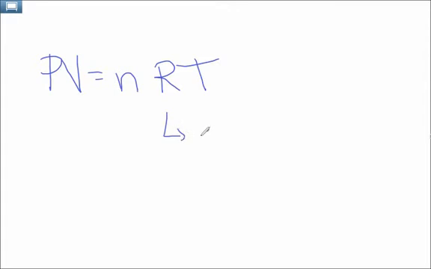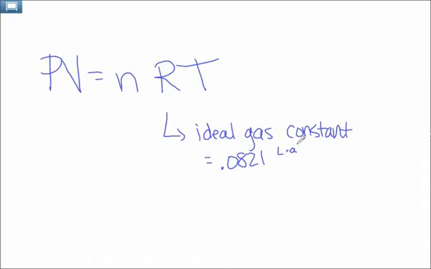Okay, ideal gas law. This is where we'd have PV equals nRT. I will give you R, the ideal gas constant. I'll put on the sheet that the ideal gas constant is equal to 0.0821 liters times ATM over moles Kelvin. You'll have to remember that that ideal gas constant is R.